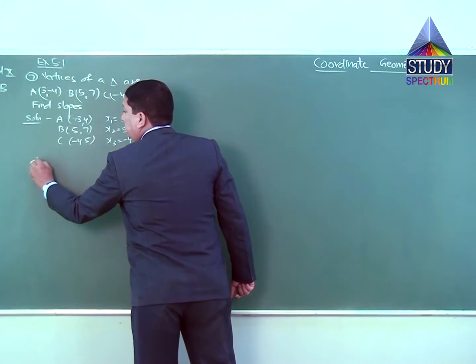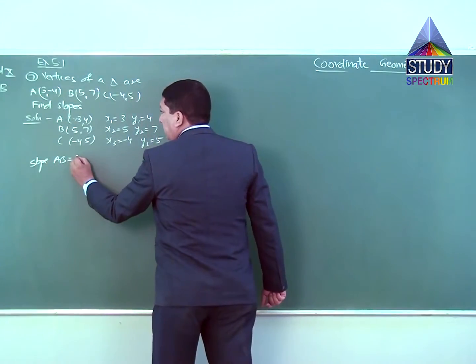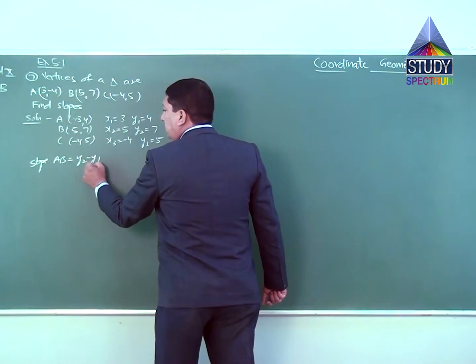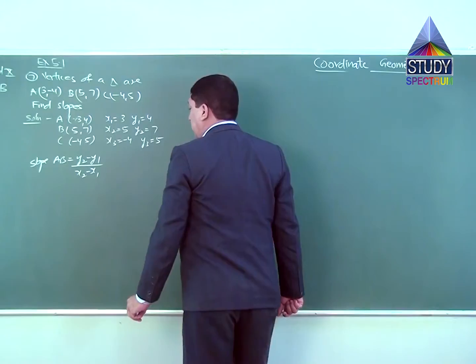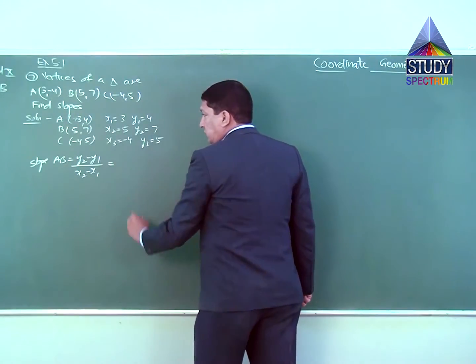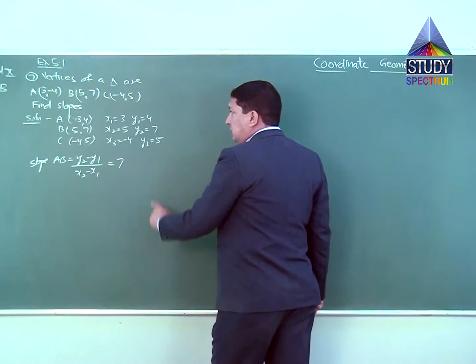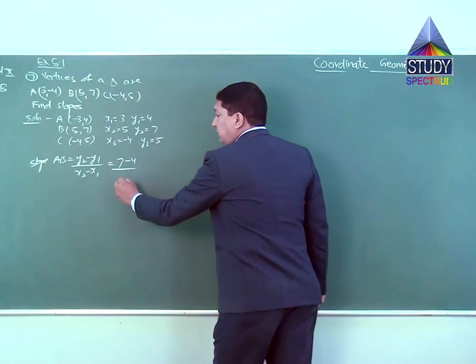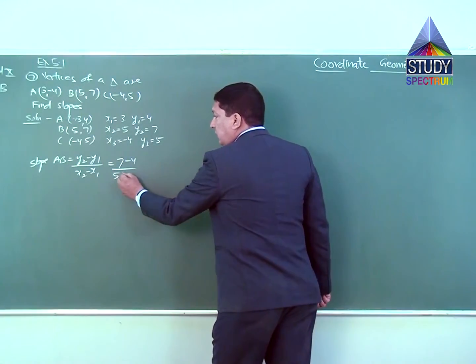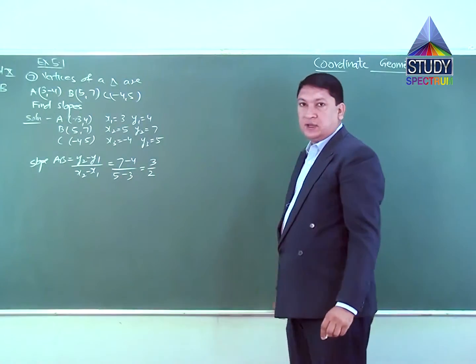Slope AB. Slope of AB will be y2 minus y1 upon x2 minus x1. Right? Now y2 is 7, y1 is 4. So 7 minus 4. x2 is 5, x1 is 3. 7 minus 4 is 3, 5 minus 3 is 2. So slope of AB we have found out is 3 upon 2.